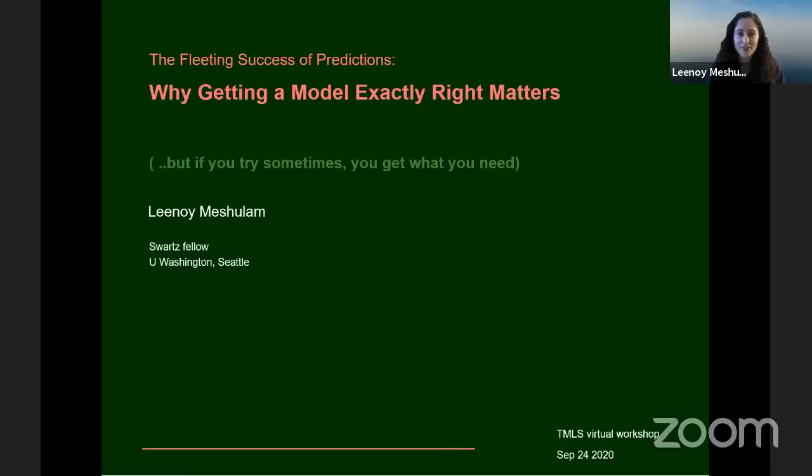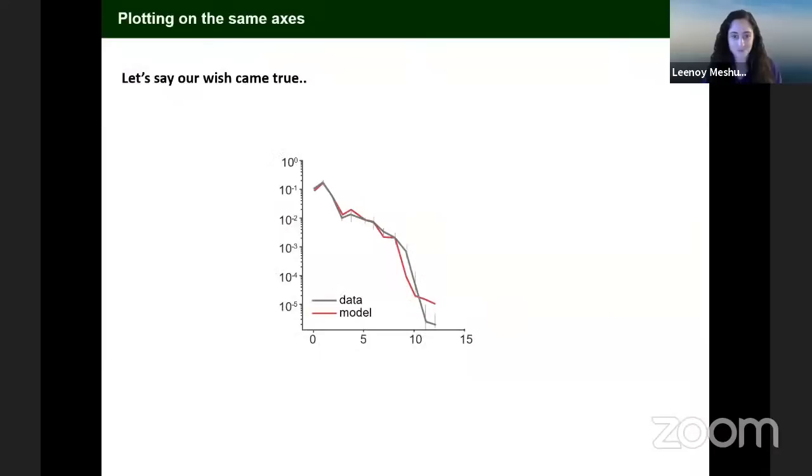And I think if Ned in the morning said his talk is actually better described by the Rolling Stones, you can't always get what you want, then this talk is, but if you try sometimes, you get what you need. So let's see what it means to try.